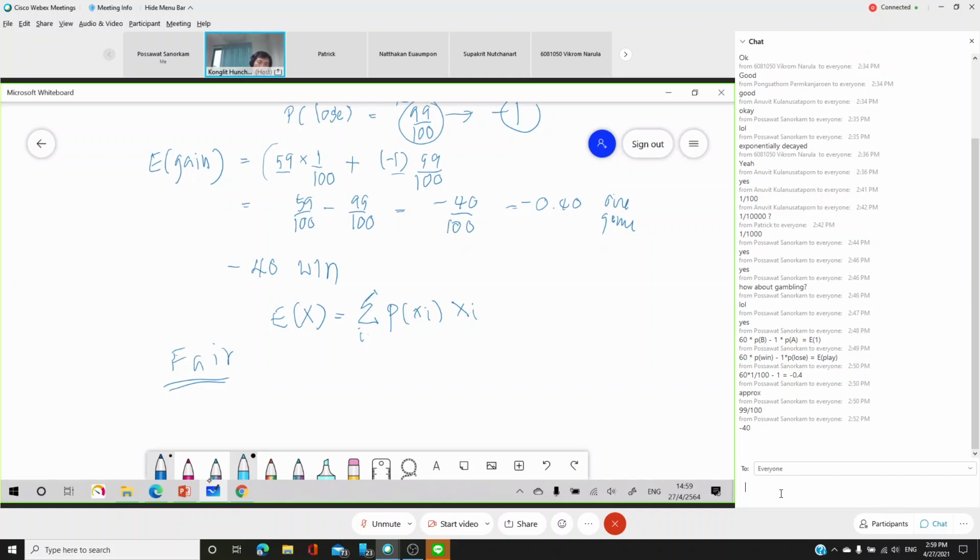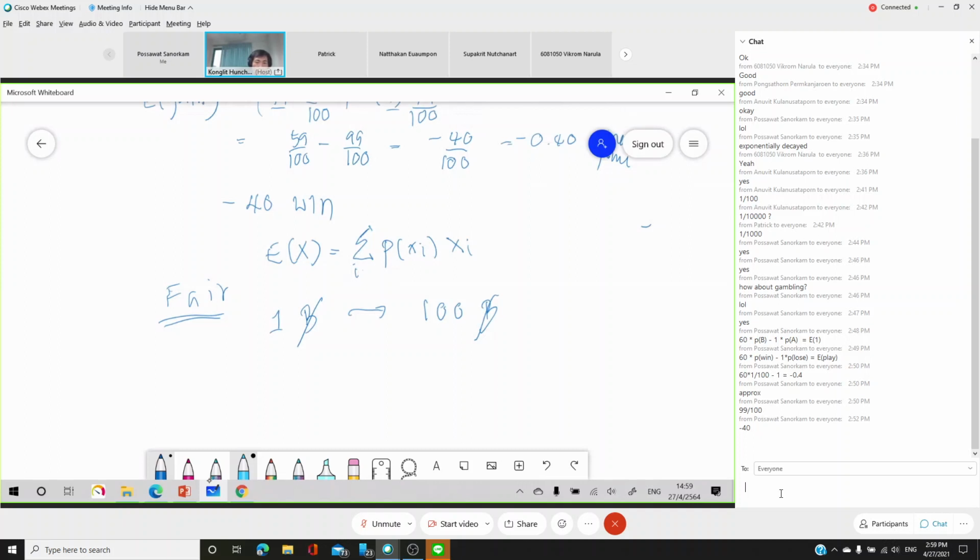How much should the dealer pay back? Guess. Anyone want to guess? 100 more. If you understand probability, then you will understand that all the gambling games are unfair, and a lot unfair. If it's fair, I have to pay you 100 baht.